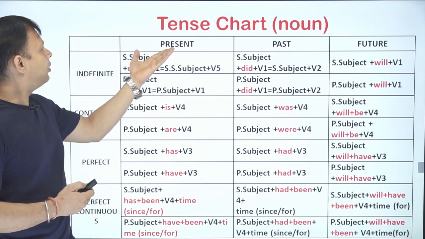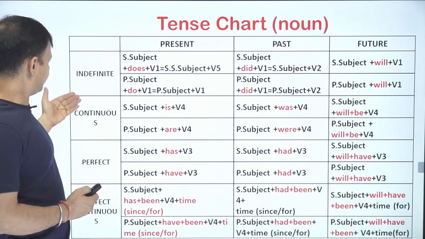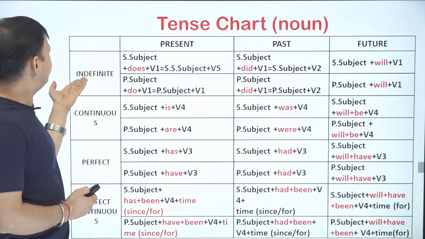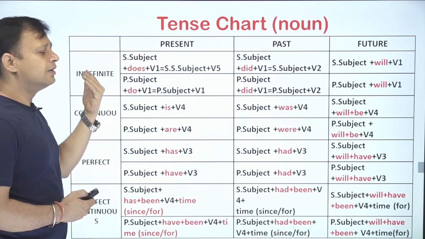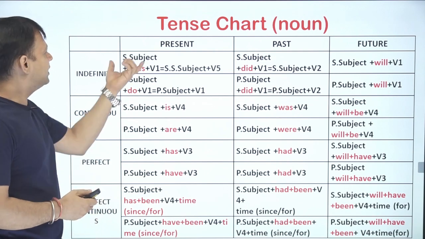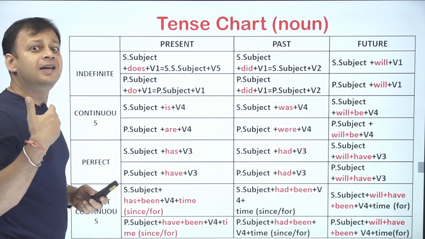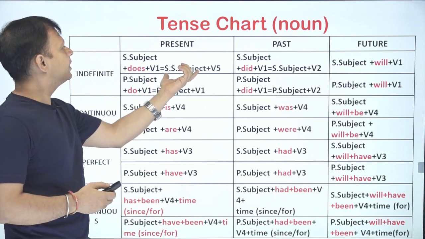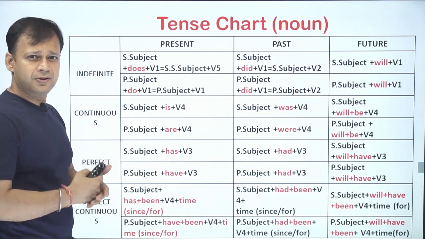So in case of all these tenses, we have 4 varieties once again. We have the indefinite tense, continuous, perfect and perfect continuous tense. So in case of present indefinite, singular subject always goes with does, plus we use V1. This structure is only used if we are making a negative sentence. Otherwise, we can simply take singular subject plus V5, the 5th form of the verb, to speak a positive sentence.